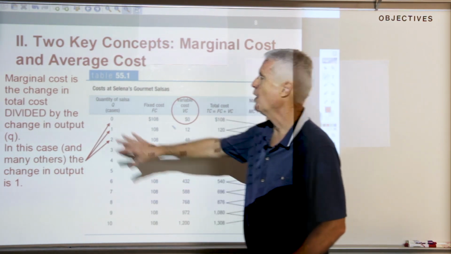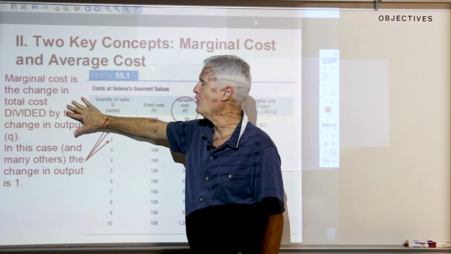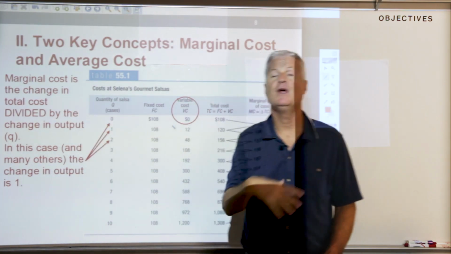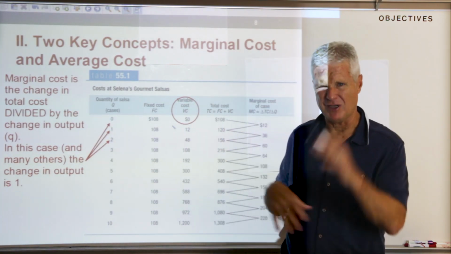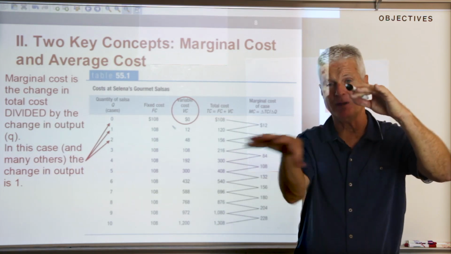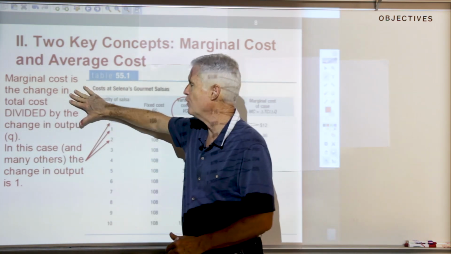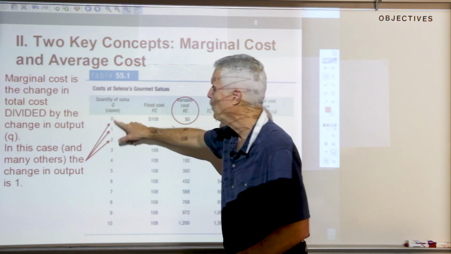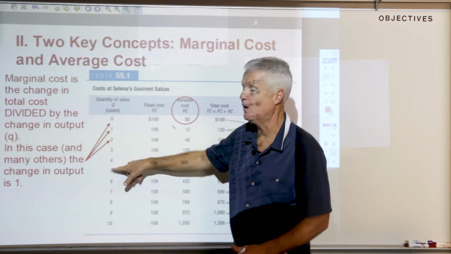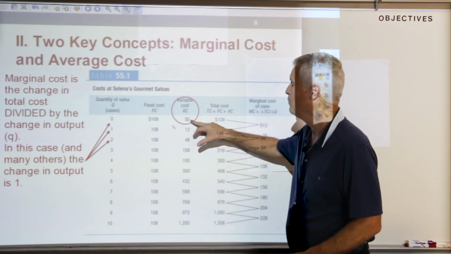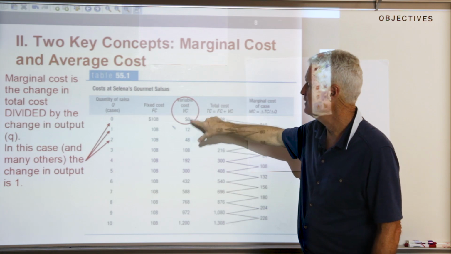Okay, marginal cost, change in total cost divided by the change in output. Remember marginal revenue, same thing, right? Change in total revenue divided by change in quantity. This is change in total cost, change in quantity. Once again, 1, 1, 1, 1. So you don't really have to divide it by anything, but your cost that's 0 units.